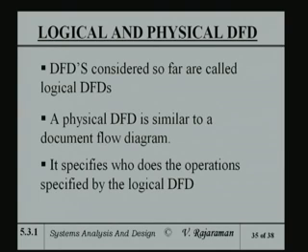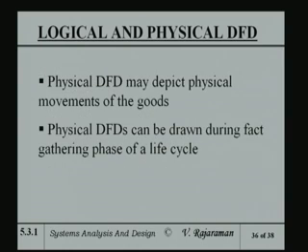So a physical DFD is similar to a document flow diagram, but it specifies who does these operations, and the operations are specified by the logical DFD. In other words, physical DFD tells who does what. Let me take an example that will make it clearer. Physical DFD depicts physical movement of goods. Physical DFD can be drawn during the fact gathering phase, because, as I said, in the fact gathering phase the users are a lot more comfortable with documents flowing and things like that.